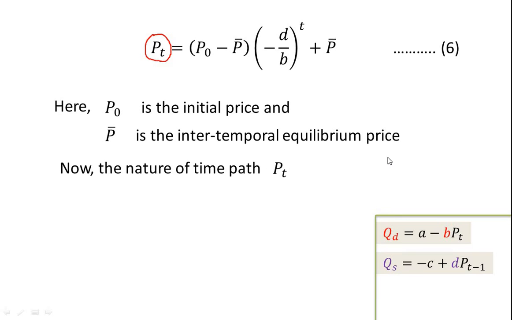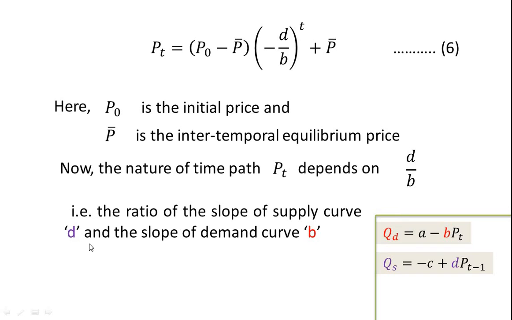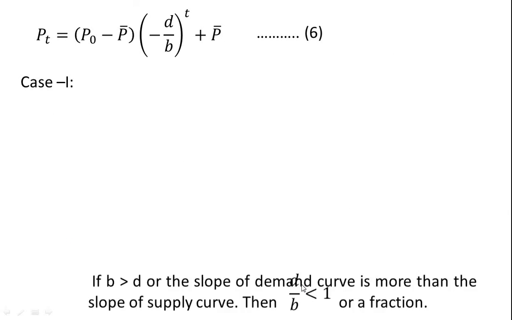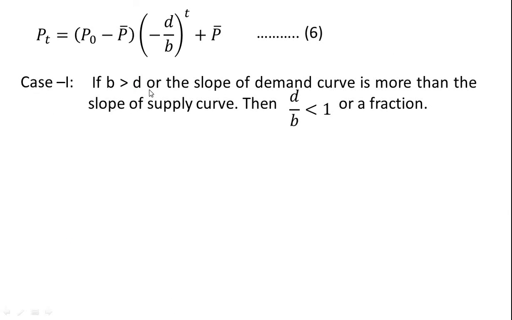Now, the nature of the time path of Pt depends on d by b, that is the ratio of the slope of the supply curve d and the slope of the demand curve b. Depending on the values of d and b, we may have three cases. Case 1: if b is greater than d, or the slope of the demand curve is more than the slope of the supply curve, then d by b is less than 1, or a fraction.